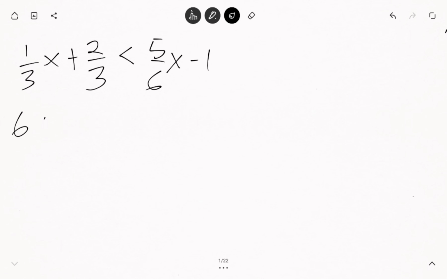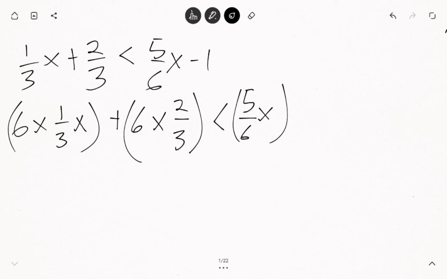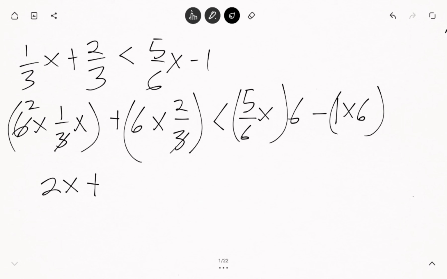So we are going to have 6 multiplied by 1 over 3x, plus 6 multiplied by 2 over 3, less than 5 over 6x multiplied by 6 minus 1 multiplied by 6. So from here, I know that my 3 will divide 6 twice. So 2 multiplied by 1 will give me 2x, plus 3 will go into 6 twice. So I have 4 here.